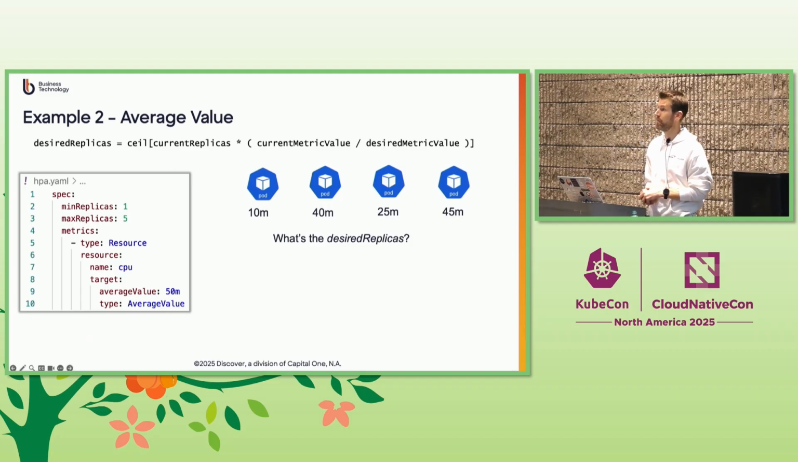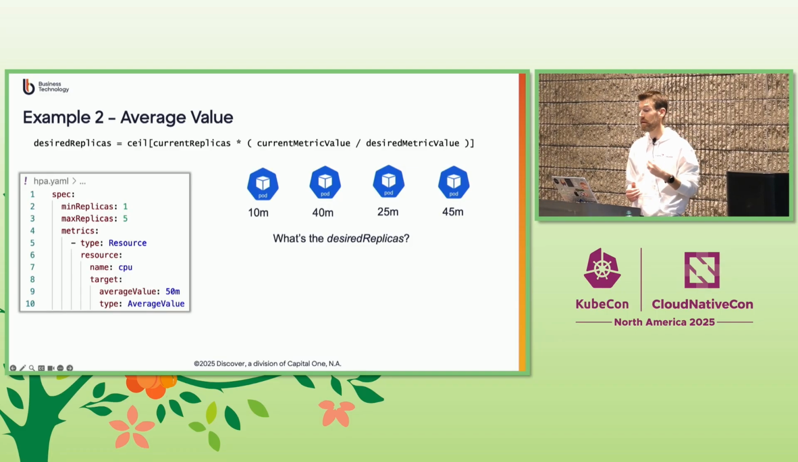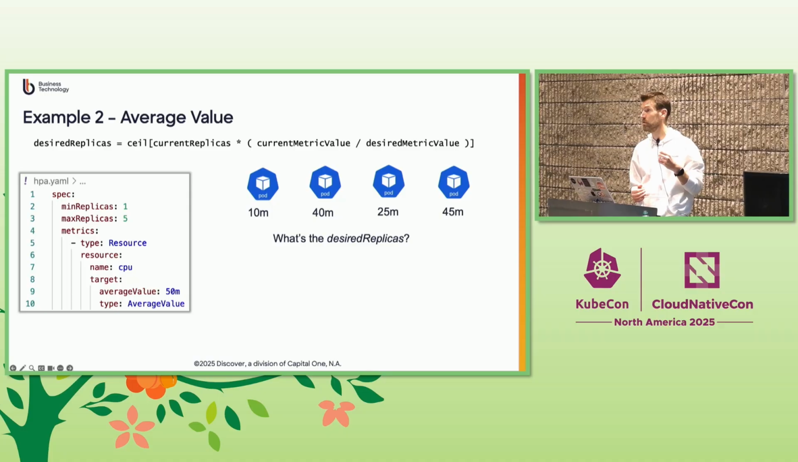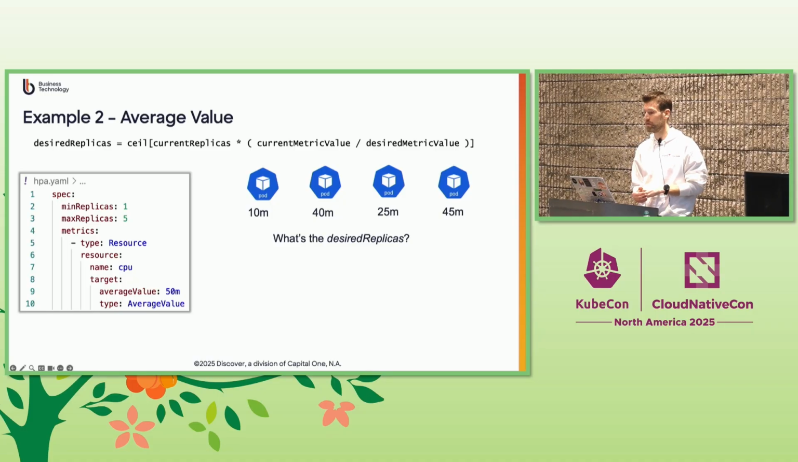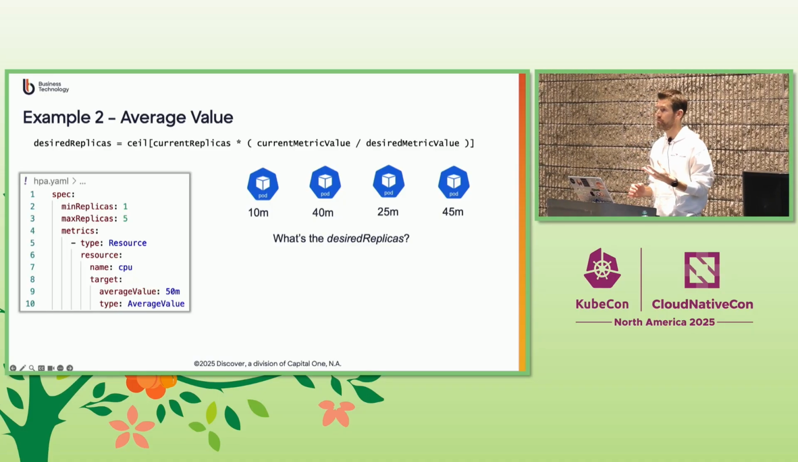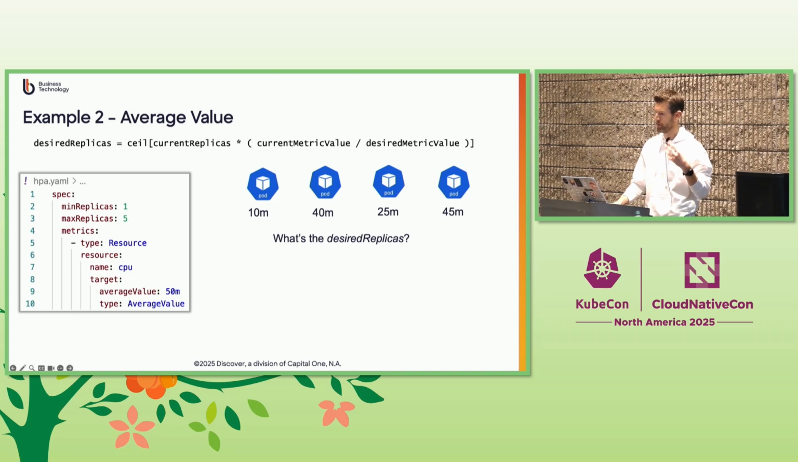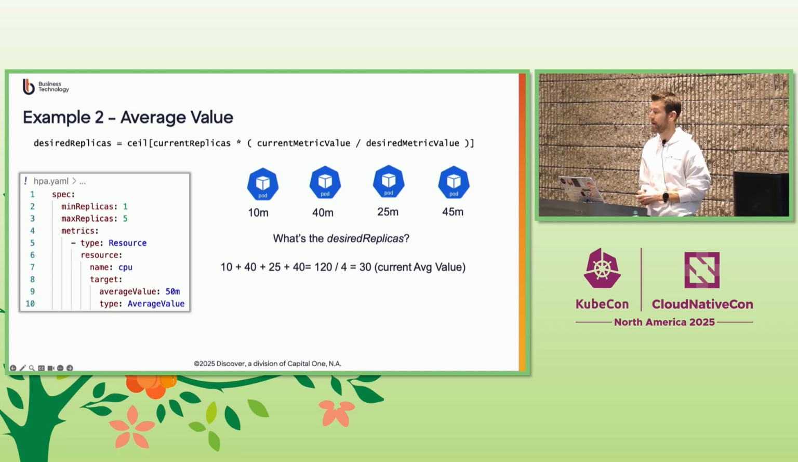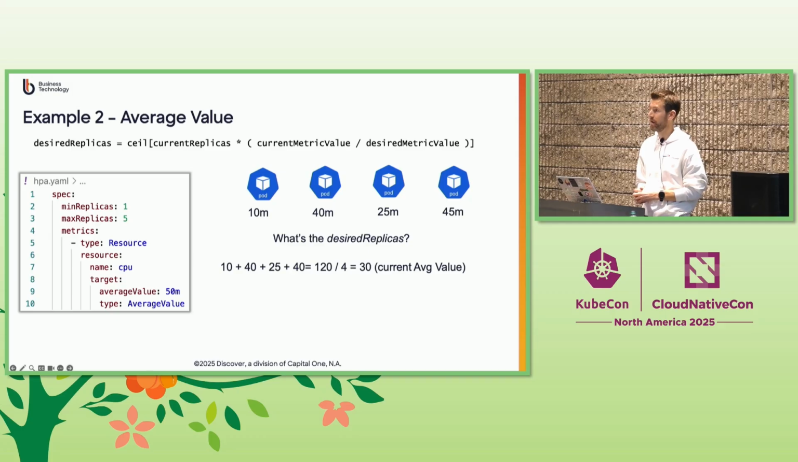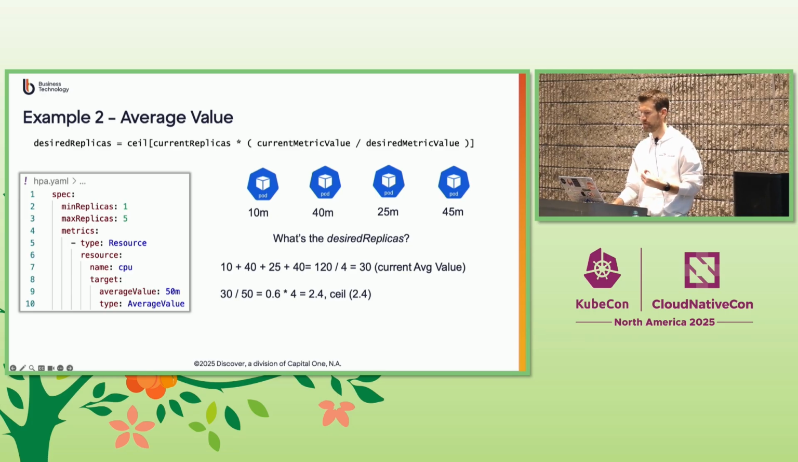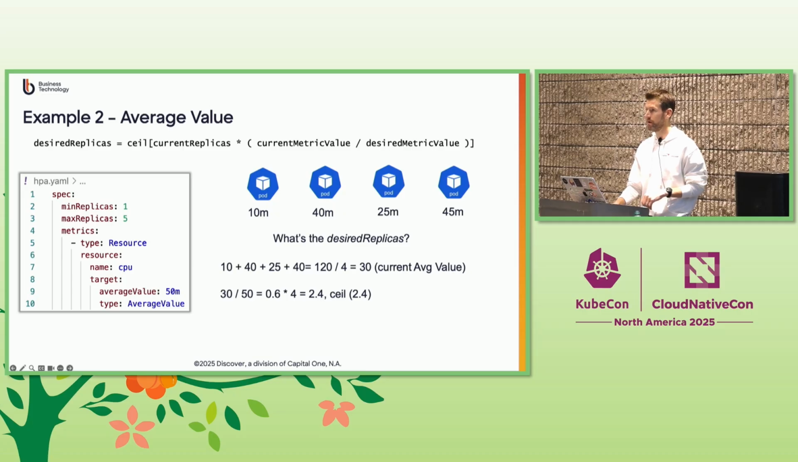All right, the next example, average value. Let's say in this example I've set my HPA configuration to a target value of 50 millicores. If I have 4 pods running with the listed number of millicores of usage, if I calculate the average of those 4, I would get 30 millicores. I divide by my target value of 50, that gives me 0.6. Multiply by 4 replicas, gives me 2.4. I round that up, I get 3 as my desired replicas.